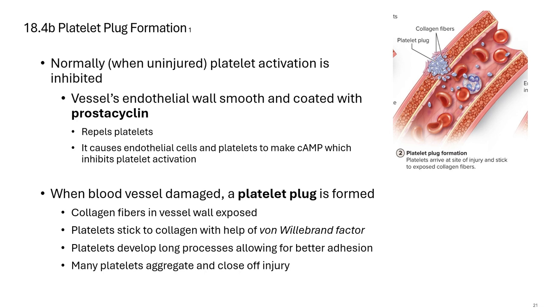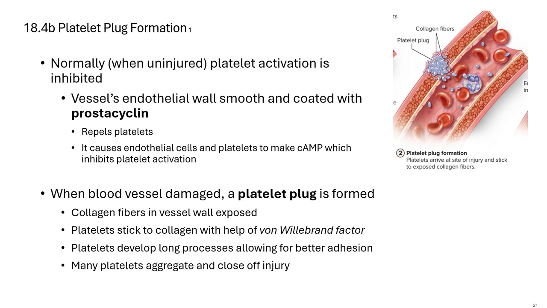So you can imagine that during normal times, right? Normal times meaning when we don't have vessel injury, vessel damage, you want to keep the platelets inactive, right? You want to inhibit your platelets. So normally, when we don't have tissue damage, our vessels are coated with this chemical called prostacyclin, which is a prostaglandin, and this reduces or prevents platelets from clumping together. Right? It prevents them from sticking together. Which again, in a normal, non-injury context, that's good.